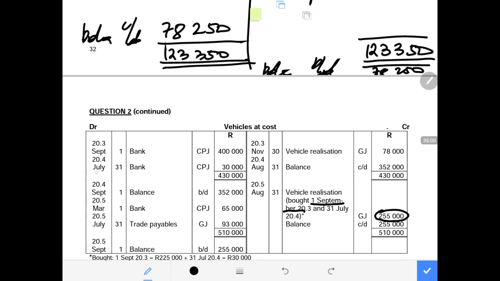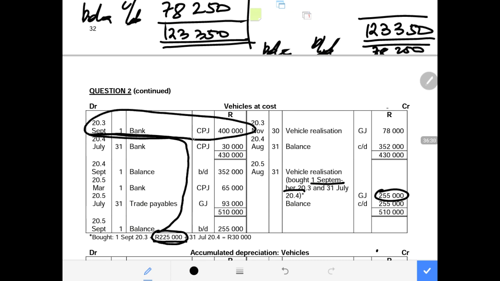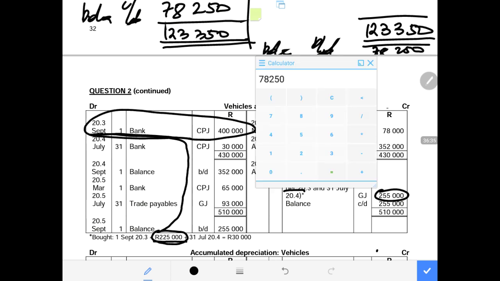Then on the 31st of July, we can see that there is bank of how much? There is bank of 30,000 rands, meaning there was a motor vehicle that was bought that cost us 30,000 rands. And they also give us more clarity, and they say bought 1st September was 225,000 rands, meaning on the 1st of September there was a vehicle that was bought which cost 225,000 rands, meaning included in this 400,000 rands is a motor vehicle that cost us 225,000 rands. That means, which is the one that was sold.